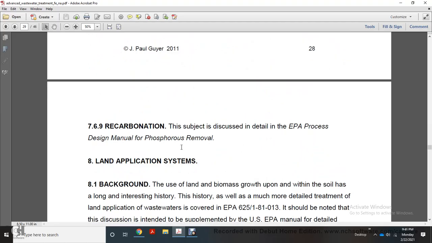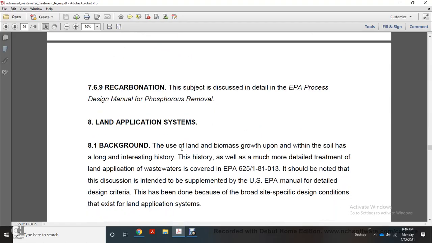Alright, land application system background. The use of land with biomass growth and the use of soil for treatment have a long, interesting history. The history, as well as a much more detailed treatment of land application of wastewater, is covered in EPA 625-1-81-013. This discussion should be noted as a supplement to the U.S. EPA manual with detailed design criteria.